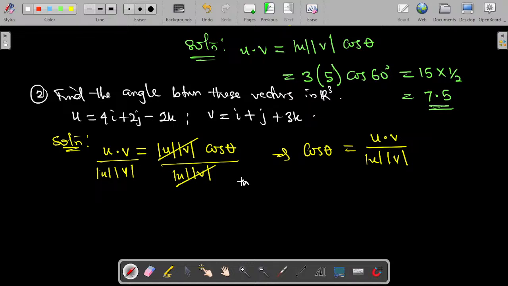So here now we need to get our u dot v. What is our u dot v? Everybody help me do that. You get your u dot v, get your magnitude of u, get your magnitude of v, and then we substitute. I'm waiting. What is u dot v?